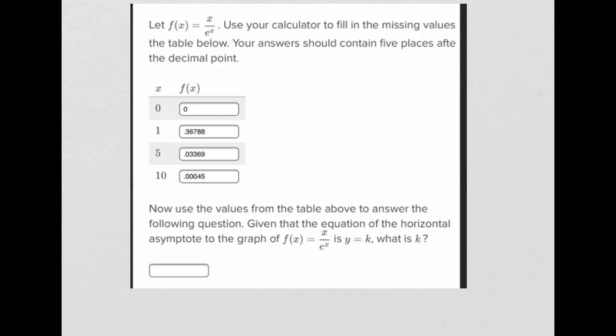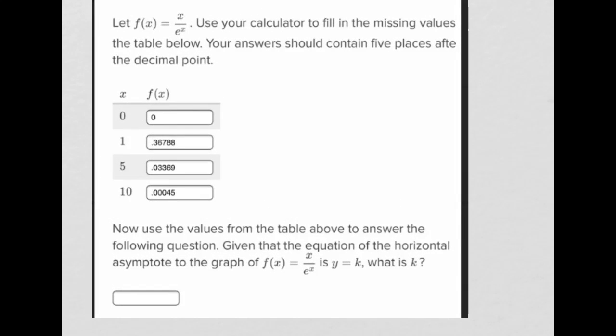Now, use the values from the table above to answer the following question. Give the equation of the horizontal asymptote of the graph of f of x equals x over e to the x. Okay, so they're graphing this, and at some point, what is the asymptote? To find horizontal asymptotes, you take the limit as x approaches infinity and as x approaches negative infinity. If we were to think about it, maybe not even evaluate it, we'd take the limit.